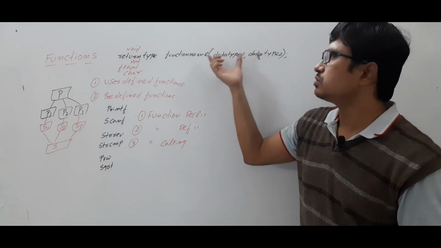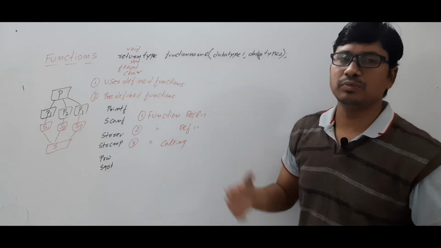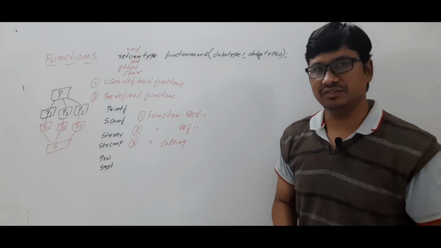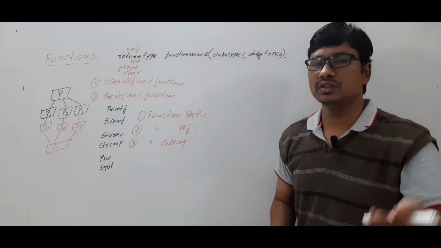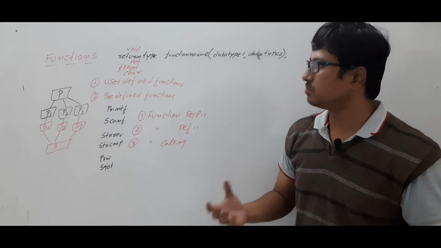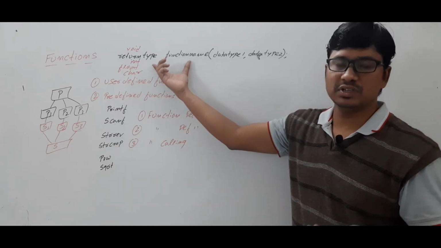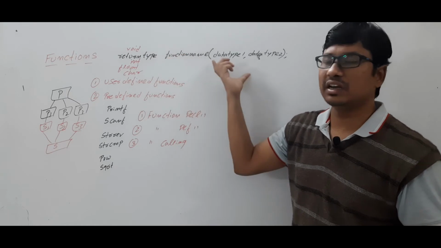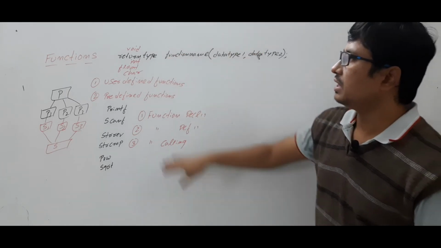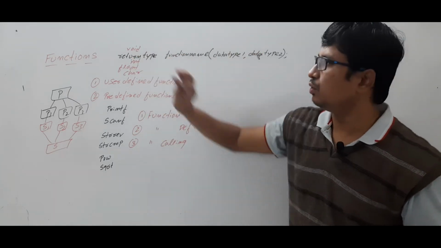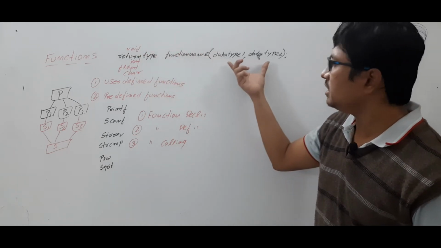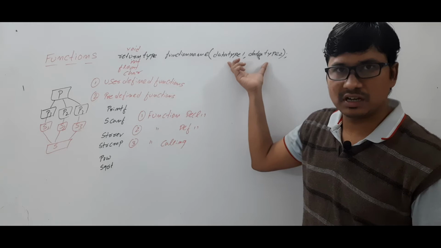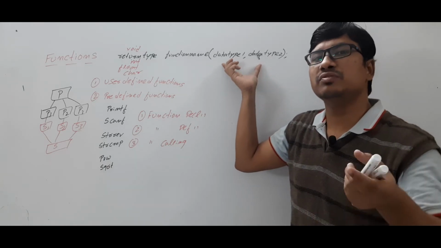Is it clear? So you need to declare the function before writing the function definition, because whenever we are using a variable, before using that we need to declare the variable. So similarly, before using a function, you need to declare a function. Now the function declaration will tell you what is the return type, what is the name of the function, how many parameters or arguments are there, what are the data types of each one.